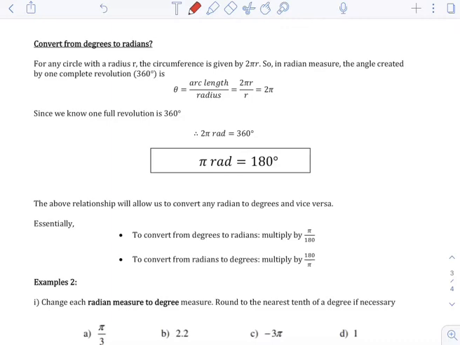So how do I convert between the two? Because we know in grade 10 we learned about degrees. I know in grade 11 we learned about radians. How do we work with them? Well, I need a relationship between the two.